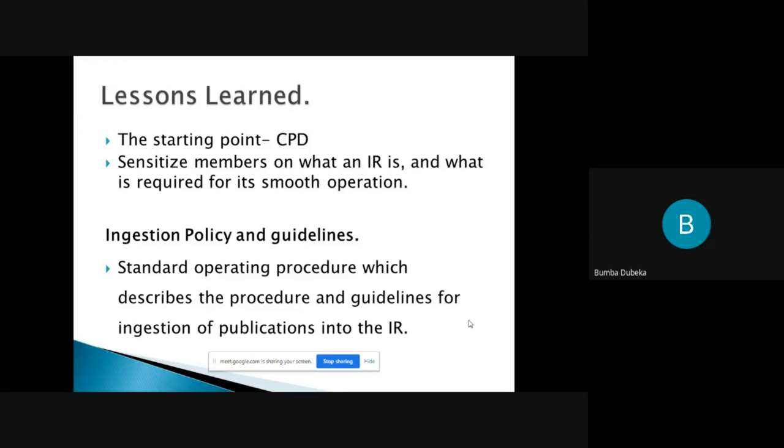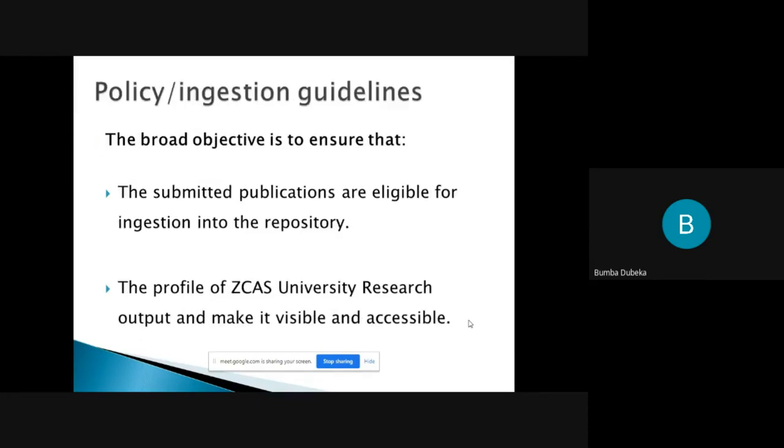And the thinking behind it is, if today we leave ZCAS, the people that will come behind after us will find this document in black and white, and they might not have to struggle, or start from one to ingest or go about running the repository. Another objective for the policy is to ensure that the submitted publications are eligible for ingestion. And the other objective is to make sure that the profile of ZCAS University research output is raised and made visible and accessible.